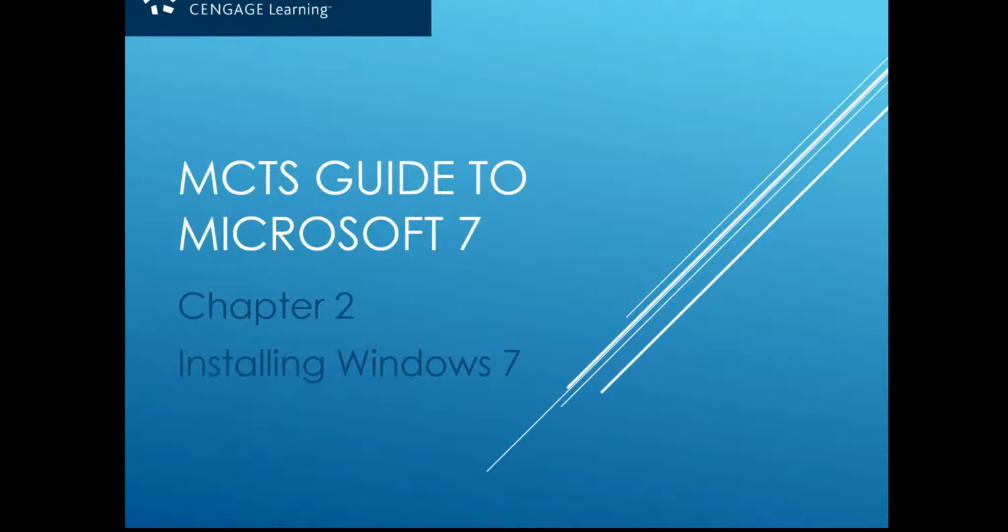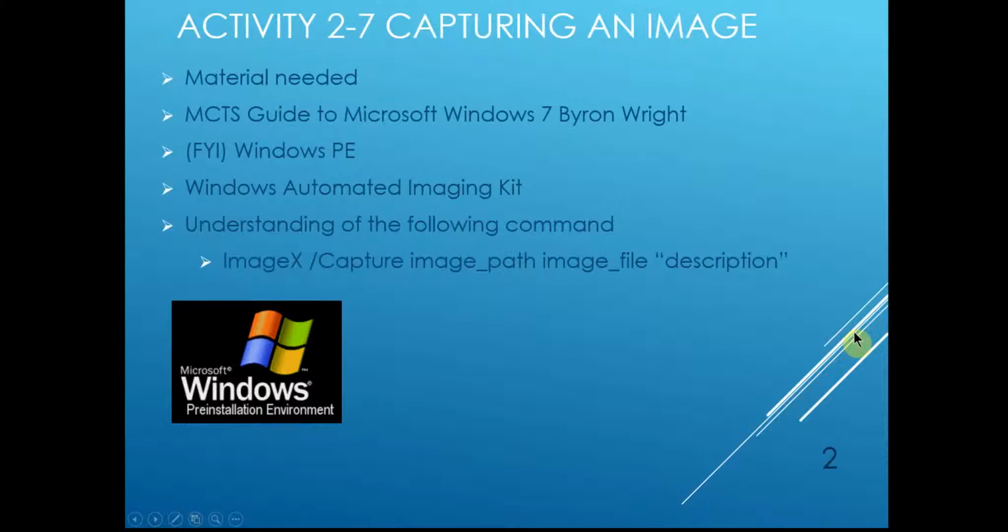In this recording, we're going to go over an activity in Chapter 2 of the MCTS Guide to Microsoft Windows 7, Installing Windows 7. The activity that we're going to cover is Activity 2-7, Capturing an Image.